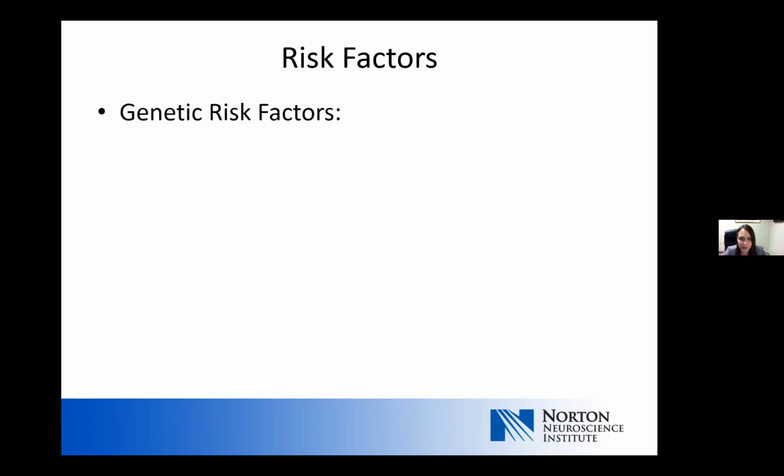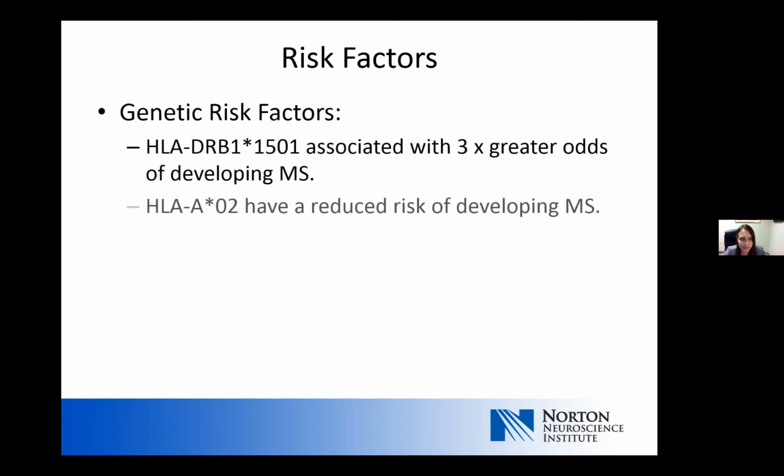In terms of risk factors for multiple sclerosis, there are some pretty well-defined genetic risk factors. We know that the HLA DRB1 1501 phenotype is associated with a 3 times greater odds of developing multiple sclerosis. And patients that have the HLA marker HLA-A2 have a reduced risk of developing multiple sclerosis. Though we don't usually use genetics to guide our diagnosis and prognosis at this time.